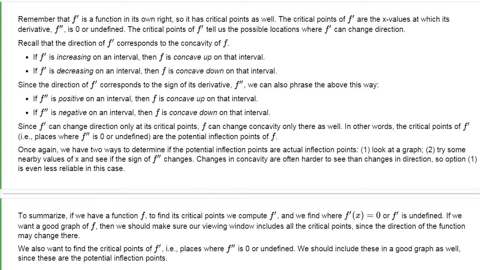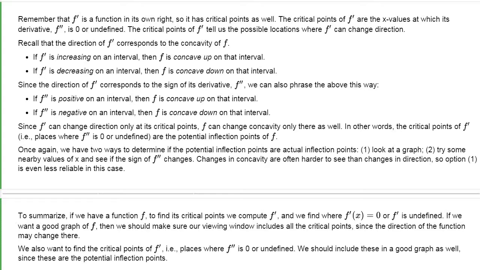And what does the change of direction of f prime have to do with the original function f? It has nothing to do with the direction of f, it has to do with concavity of f. If f prime is increasing, then the original f is concave up. And if f prime is decreasing on some interval of x values, then the original f is concave down on that interval.